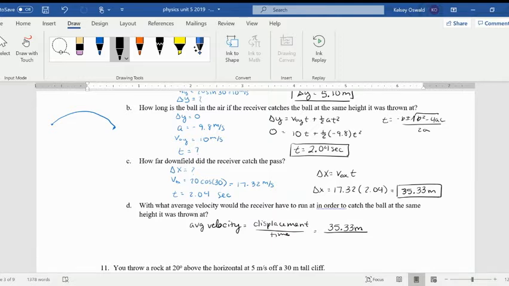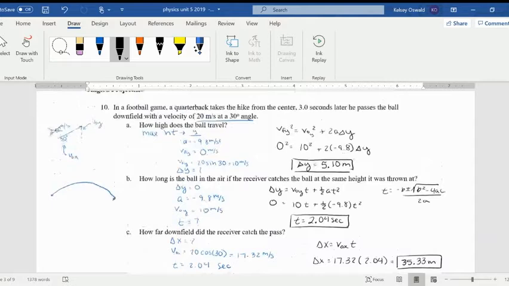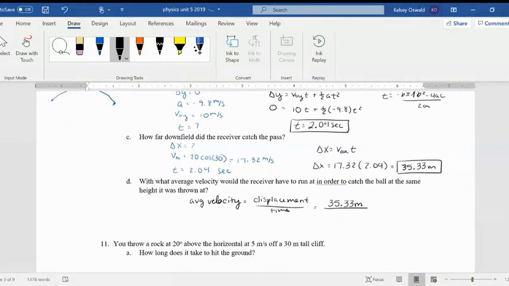So here, this is where we need to kind of go back to our original problem. So we know the quarterback has that ball for 3 seconds before he throws it. And then when the ball's in the air, it takes 2.04 seconds for the receiver to catch it. So to find the total time of the play, we're going to take the 3 seconds before the ball was thrown plus the 2.04 seconds that the ball was in the air to see how much time the receiver had to run. So we do our 35.33 divided by our total time of 5.04, and we'll find that he needs to run an average velocity of 7.01 meters per second.